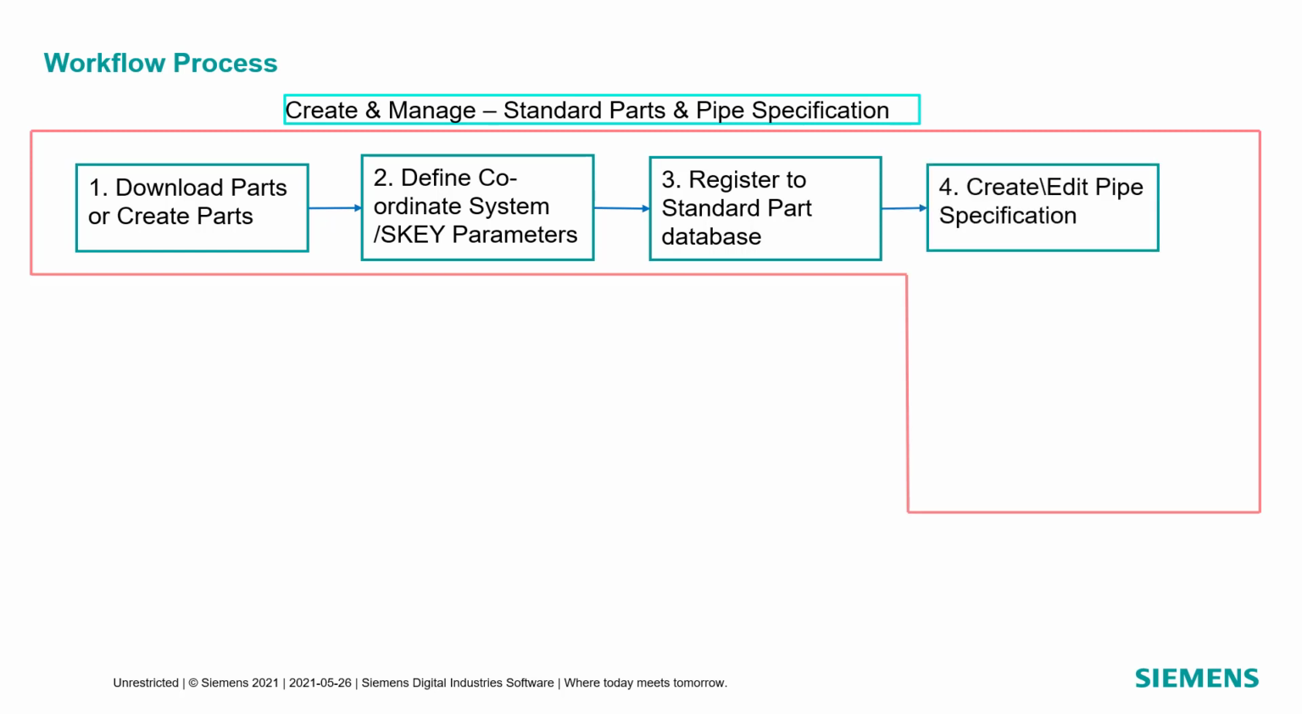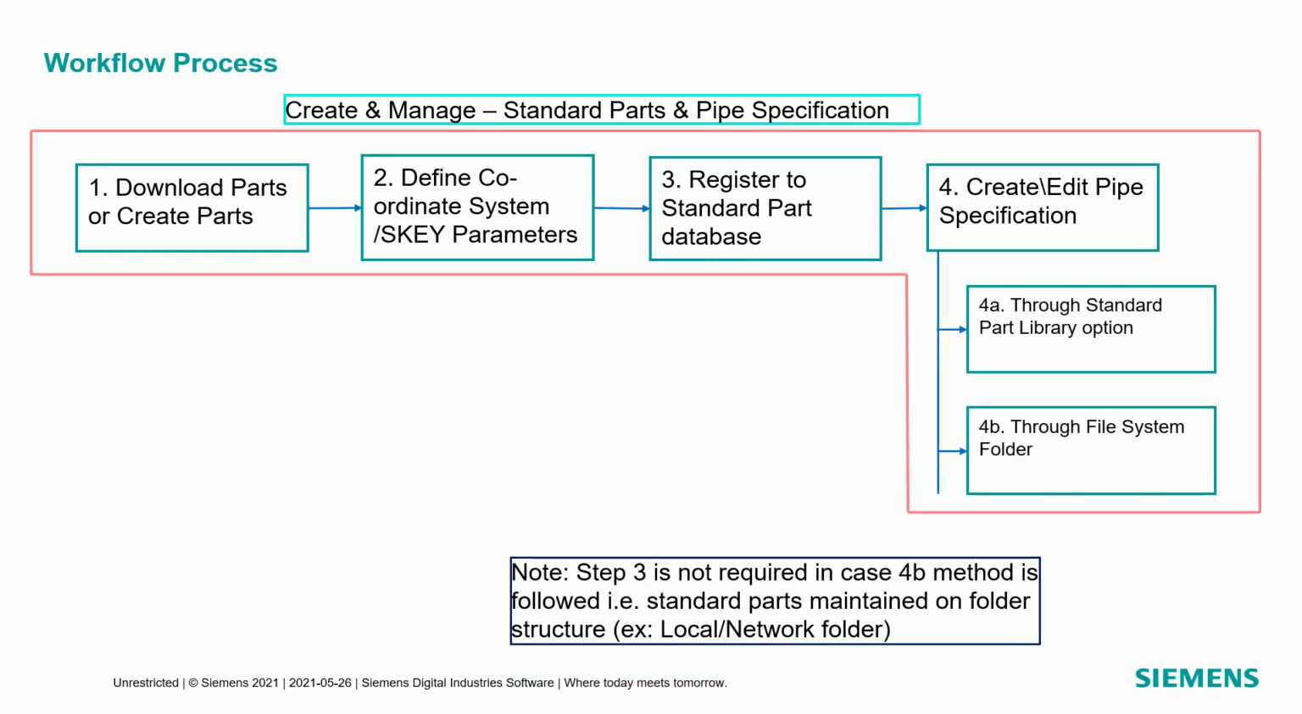Fourth is to create the pipe specification by adding key names and assigning the right part against it, also specifying the settings which basically control how the piping assembly has to be built. We can assign a part either from the standard part library or through File, the System folder. The above steps are necessary to build a piping assembly and isometric drawing.